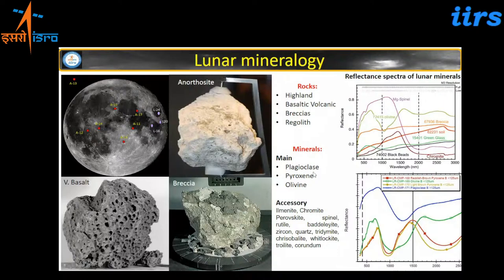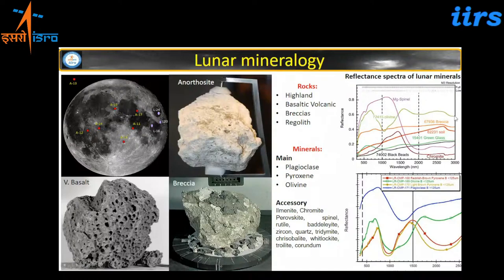So these are the important rocks, and these are the important minerals, the main minerals being plagioclase, pyroxene and olivine, and accessory minerals being oxides: ilmenite, chromite, perovskite, spinel, rutile, zircon, baddeleyite, quartz and tridymite, that have been recorded from the return samples of the Apollo and Luna missions.